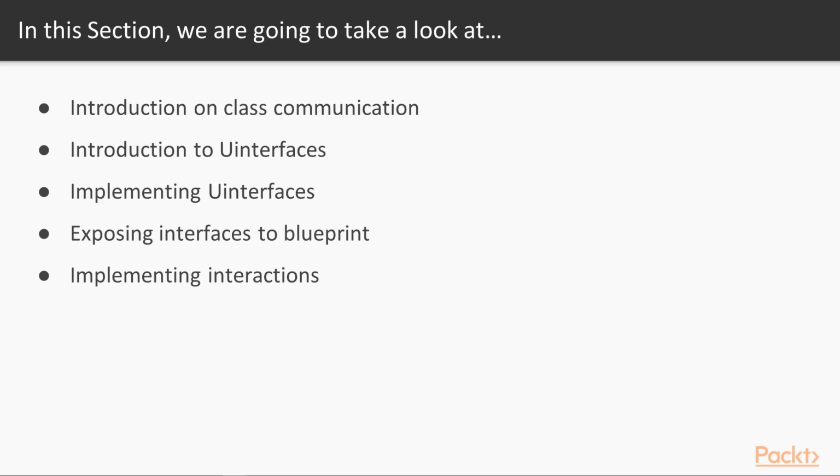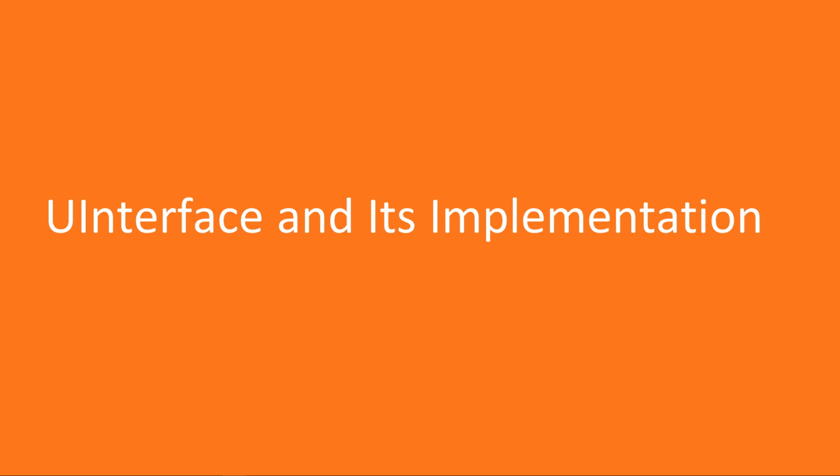And finally, we will learn how to implement a simple interaction system that allows multiple types of objects in our project, in our game, such as the player and the magic pills, to react to a certain event happening in the level. So let's start learning about Unreal interfaces or UInterface objects and their implementation in Unreal Engine 4.